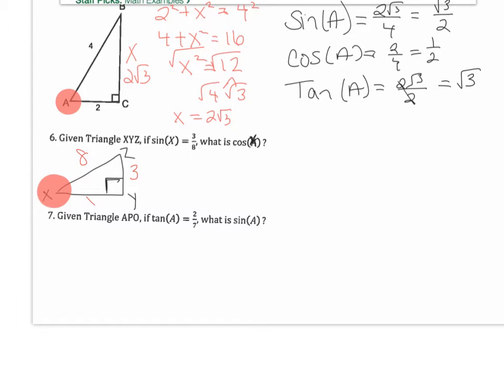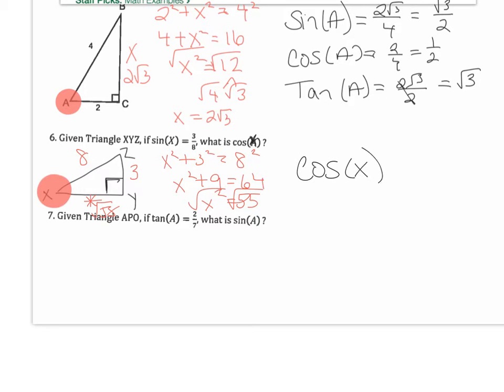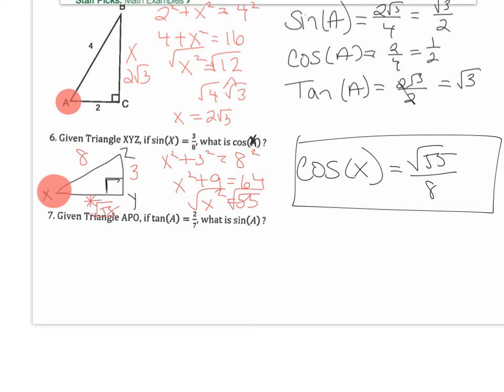So same thing, I've got to find this value down here first. So I'm going to do x squared plus 3 squared equals 8 squared. x squared plus 9 equals 64. x squared equals 55. Square root. 55 is as simplified as it can be, so this is square root of 55. So I want the cosine ratio of x. So cosine of x is the square root of 55 over 8. So go ahead and pause this video and try number 7 on your own.